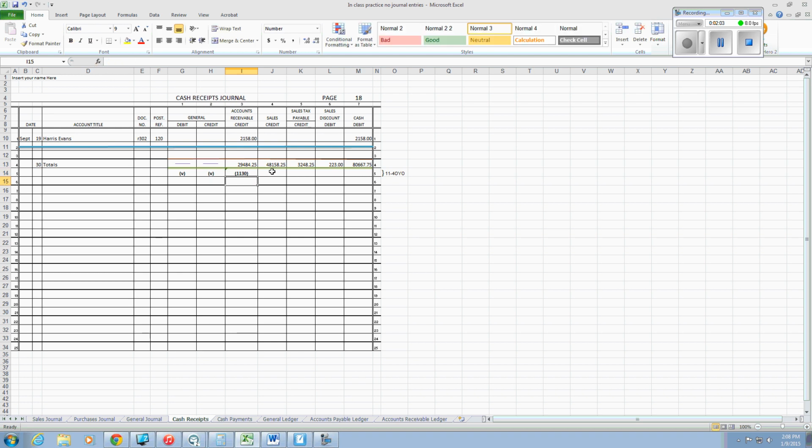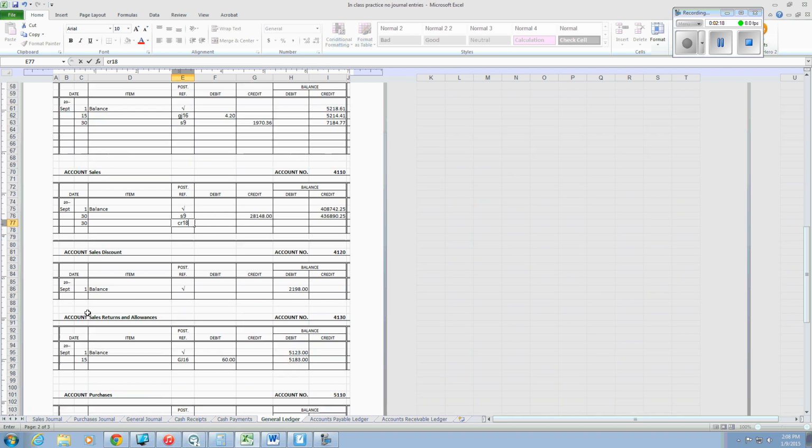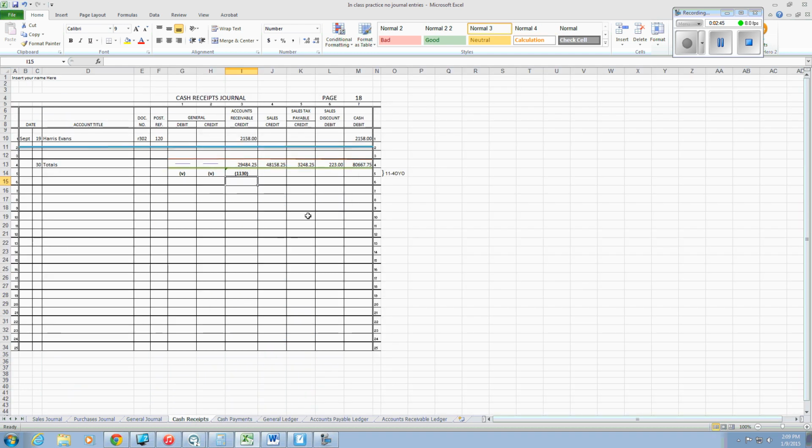Let's do the same thing with the sales. We're going to find the sales amount. So let's go into the general ledger and scroll down to the sales. Again, the date is the 30th. It is CR18, and we're going to credit it for $48,158.25. We're going to add those two together. Then we're going to take that 4,110 account number, and it's going to go back into my cash receipts.